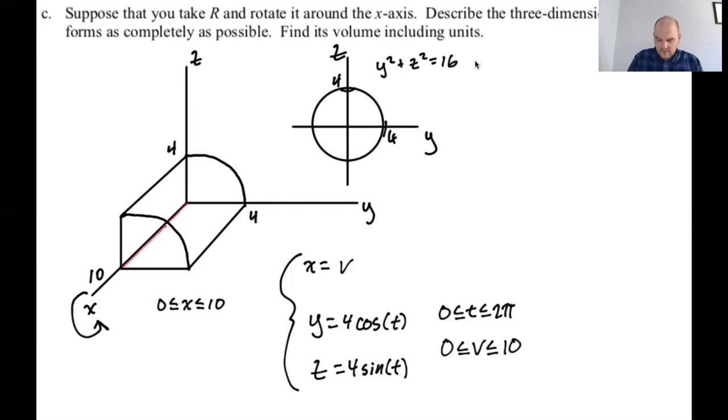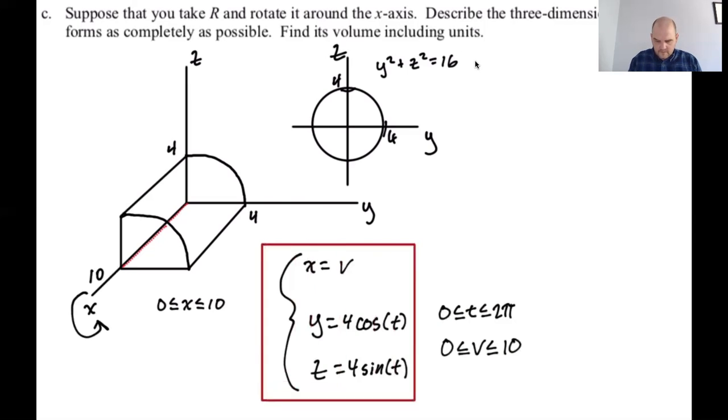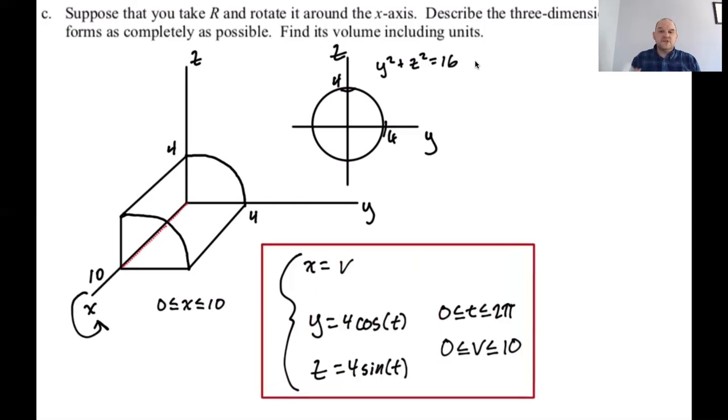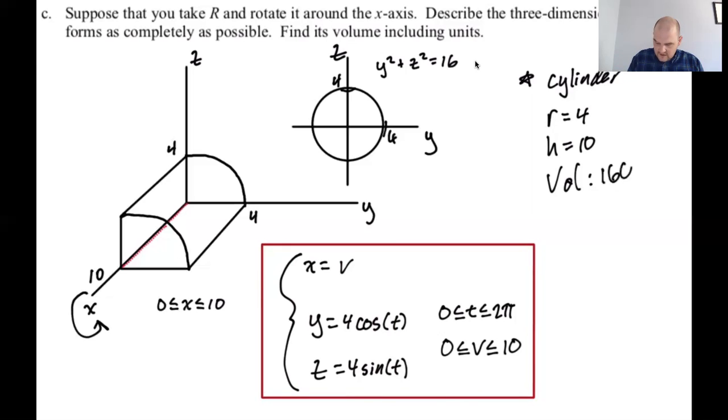So I'm going to box that in in some color. These are parametric equations for the surface. We should probably also just describe it in words. If you look at it, you're going to get a cylinder where the radius is 4 and the height is 10. And so the volume is going to be r squared is 16, 160 pi, and then it's volume, so units cubed.